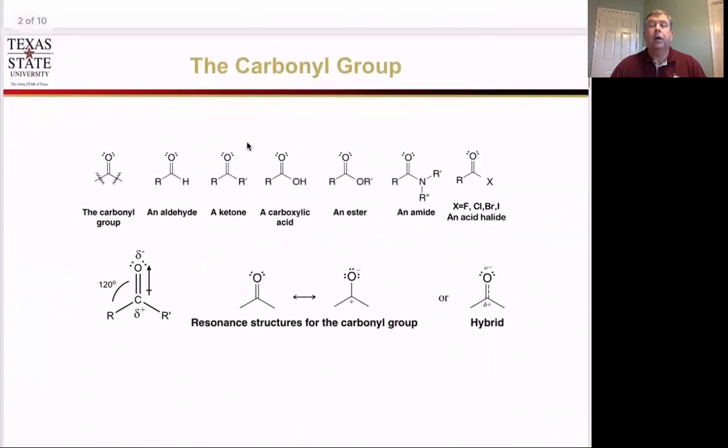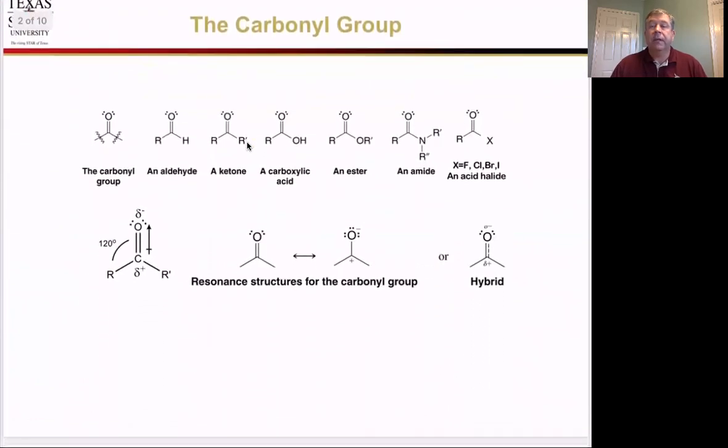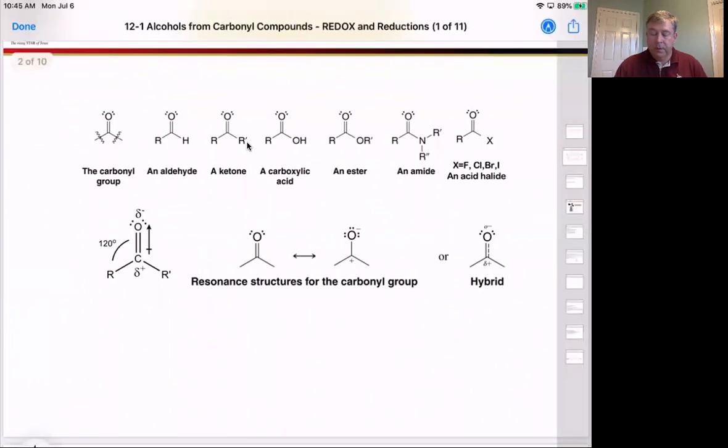So let's first talk about the carbonyl group. The carbonyl group is a class of groups containing a carbon-oxygen double bond, and it can be used in a variety of different functional groups. For example, we can have an aldehyde if we have it bonded to a single carbon and a hydrogen, a ketone if it's bonded to two carbons, a carboxylic acid if it's bonded to a carbon and an OH.